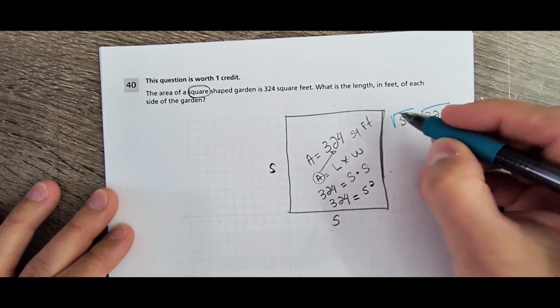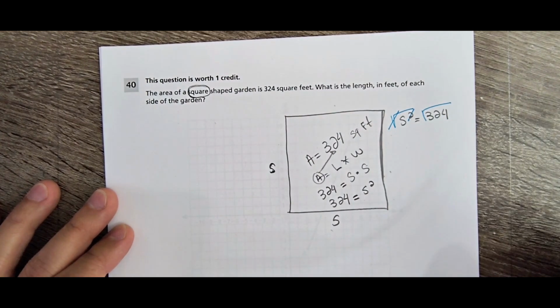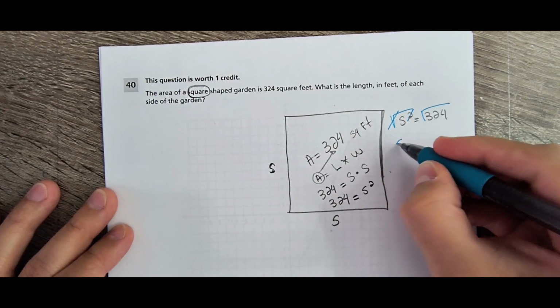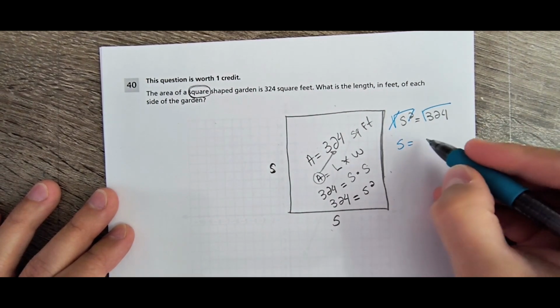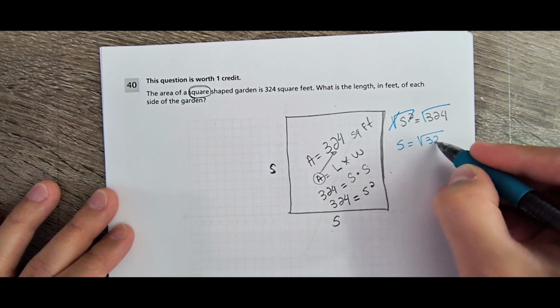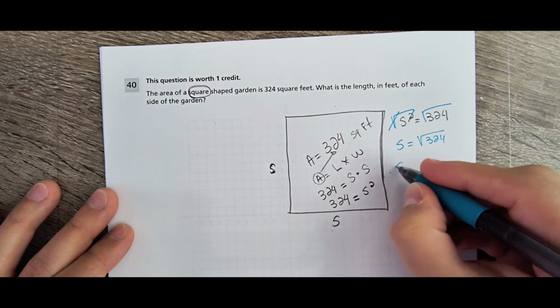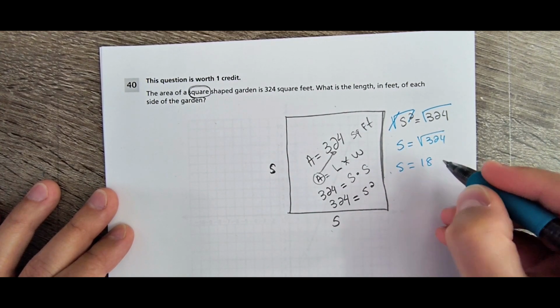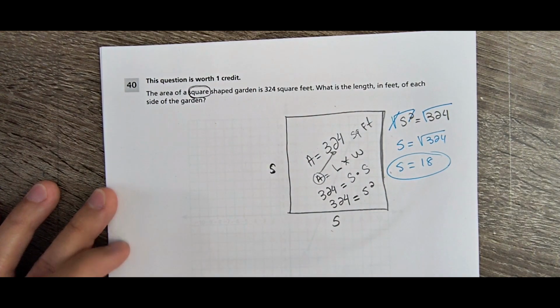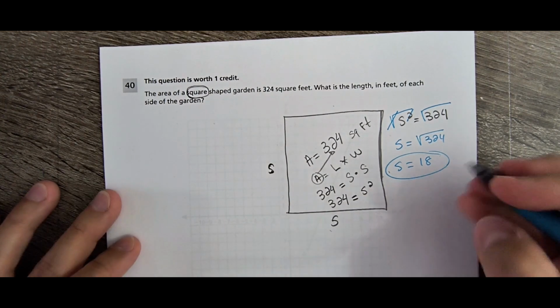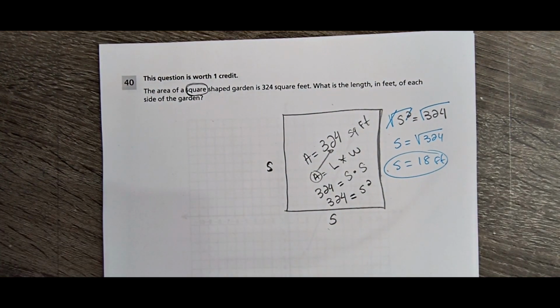And therefore, I only have S now. S is equal to the square root of 324. We find this in our calculator and we realize that S is equal to 18 feet, right? 18 feet. This is the length of each of the sides of this garden.